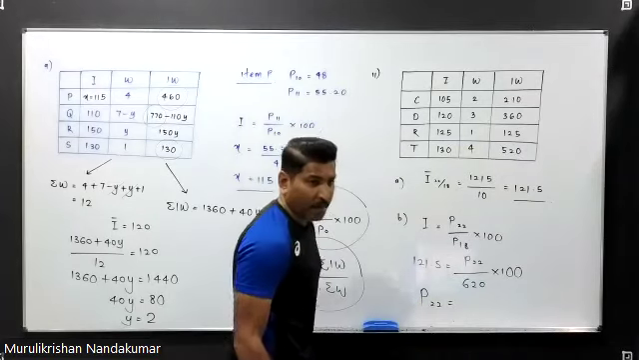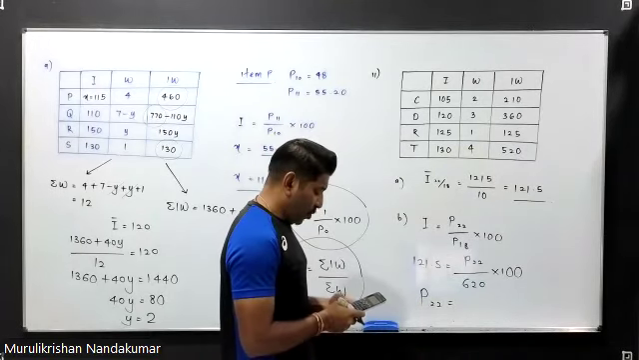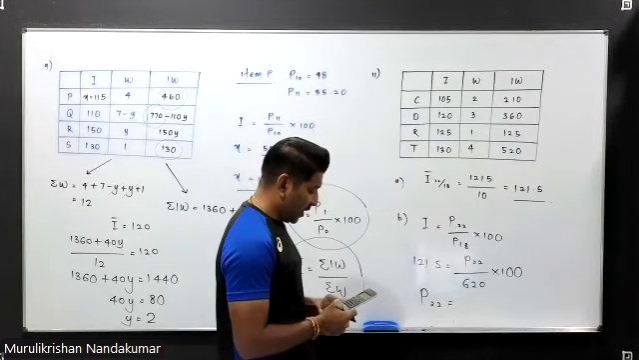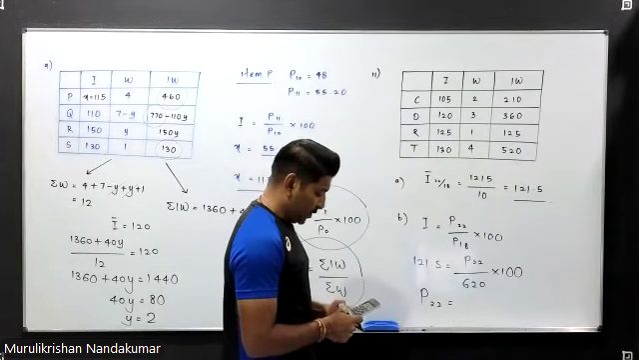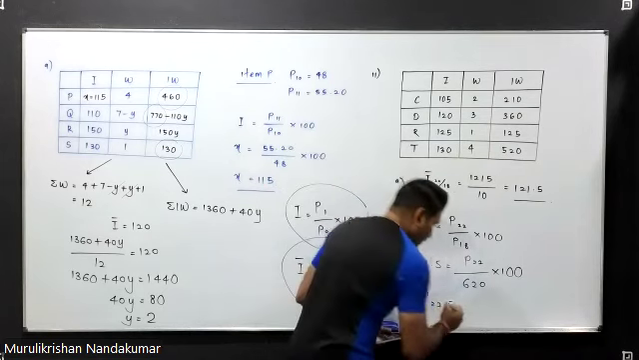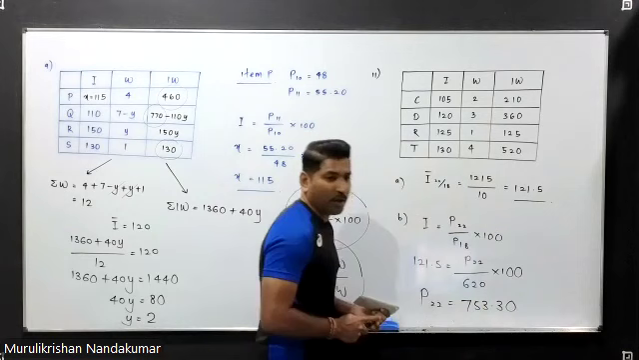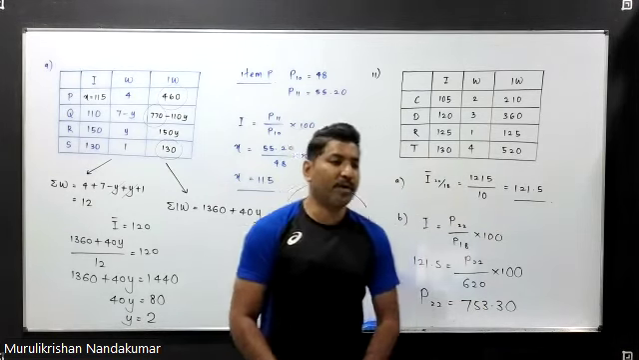Faham tak? The price of, okay, 1 to 1.5 times it 620 and divide by 100. So dapat 753.30. Dapat jawapan ni. Ini jawapan dia.